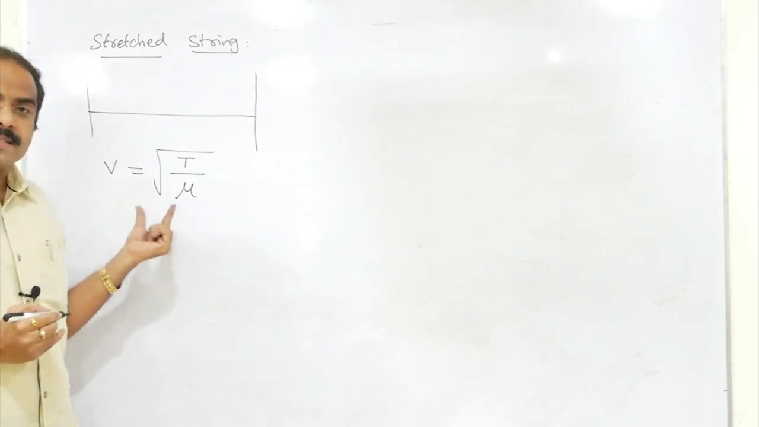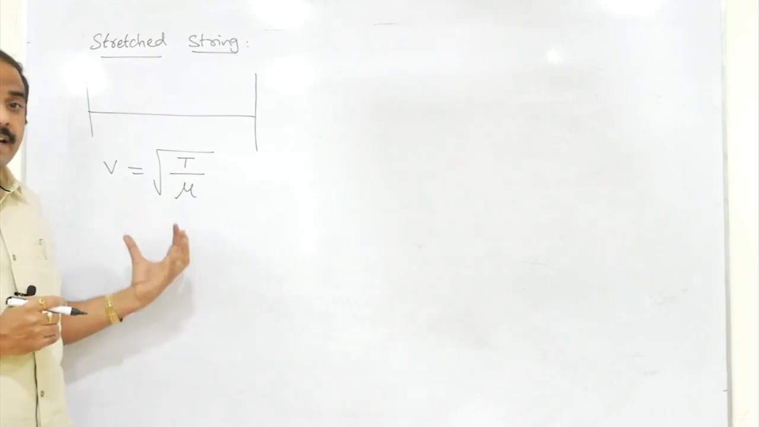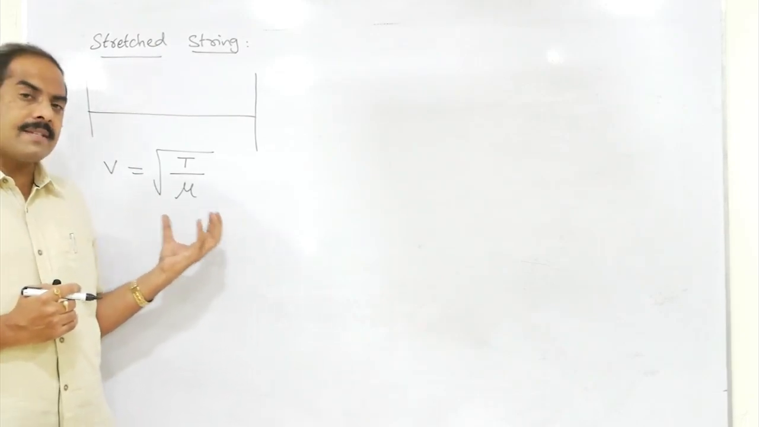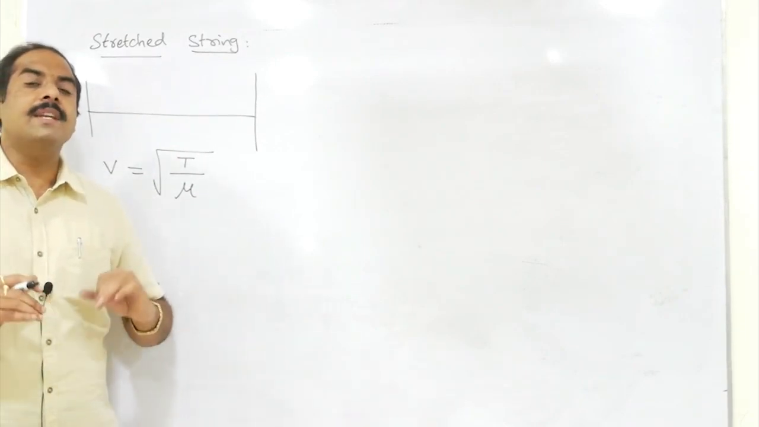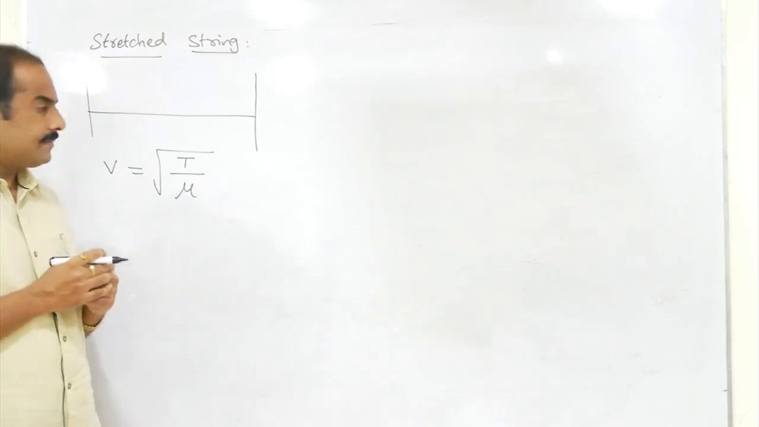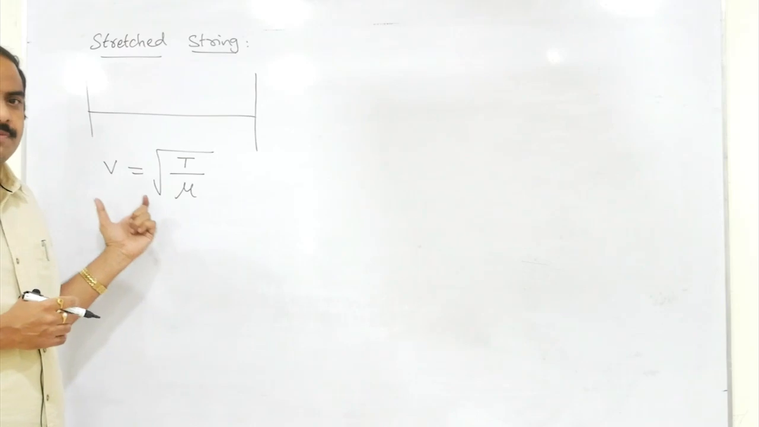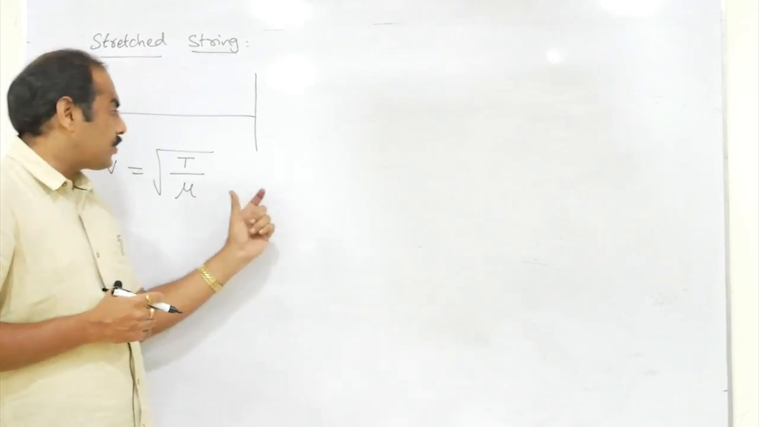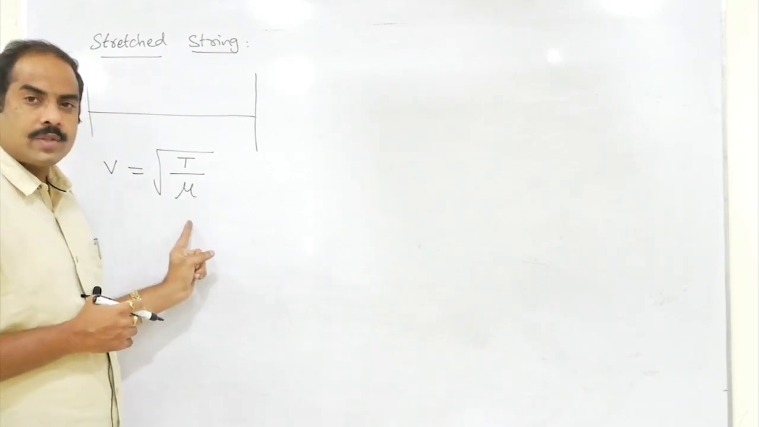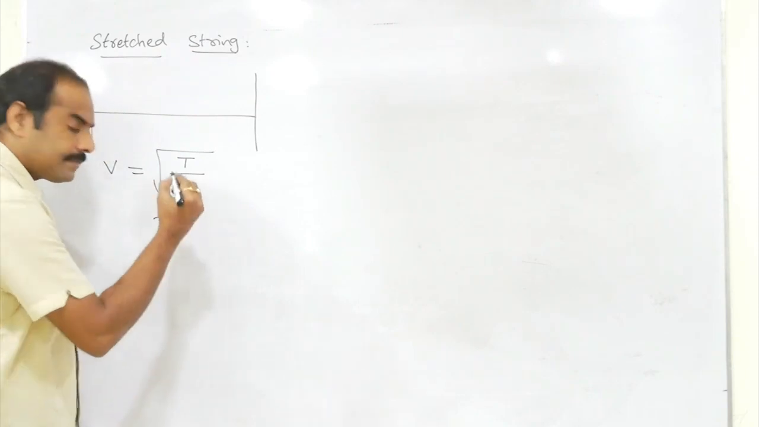You have to remember this expression or formula. There is no derivation for this one. The derivation of the velocity of the transverse wave along a stretched string comes in our degree level, higher level. But here, at our intermediate level, you have to remember this formula. The velocity of a transverse wave along a stretched string is V equal to square root of T by mu. Now what is this T?